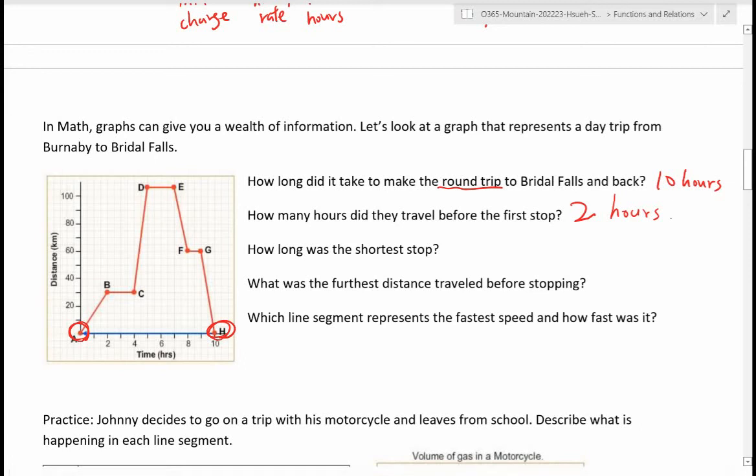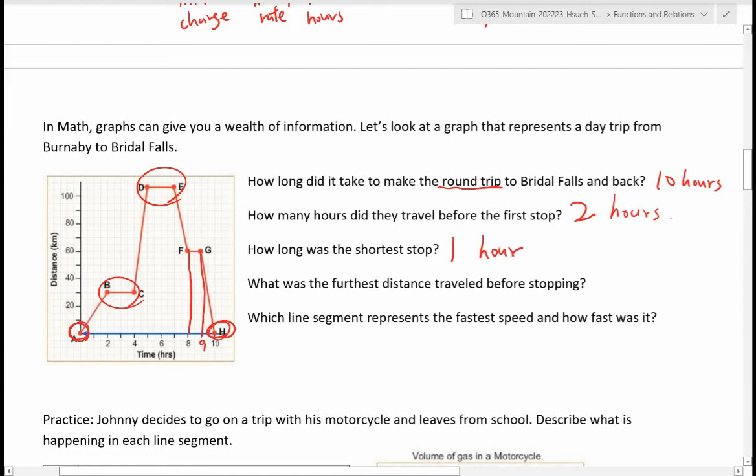The next question says how long was the shortest stop? Well, that's a stop, right? Because you can see the distance did not change. Here is another stop, and here is another stop. Now, that would be the shortest because you can see the line segment is the shortest. Now, how long is that going to be? Well, F, if you go down, is going to be at 8 hours. And G, if you keep going downwards, stops at the next line, right in between 8 and 10, which means this is going to be 9. So how long was the shortest stop? Well, it was 1 hour.